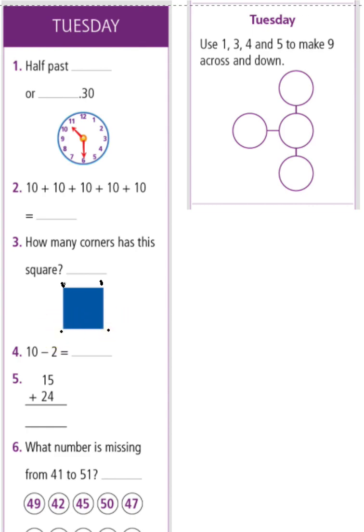Okay, so the corners are where 2 lines meet. These are the sides. These are the corners. How many corners does the square have? Number 4, a nice easy one for you. 10 take away 2 equals what?